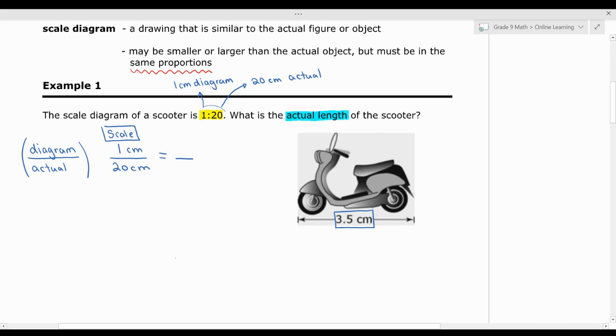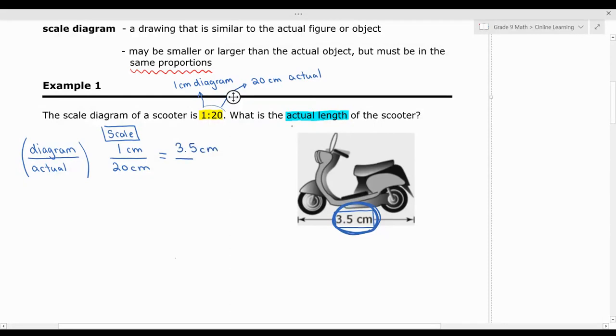Well, here's the issue. The only other number I know is this 3.5 centimeters. So then I decide, well, does it go on top? Is it a diagram measurement or is it the actual? Okay, well, if it's 3.5 centimeters, most likely that's not going to be actual because if it's supposed to be like a real scooter, not many humans would be able to fit in it, if any. So 3.5 is your diagram. So it's going to go on top.